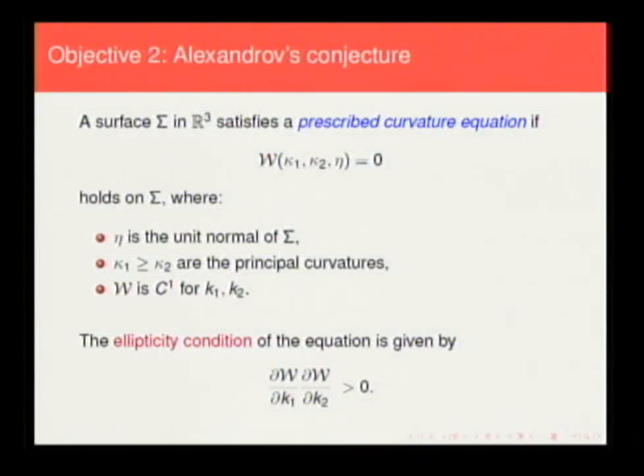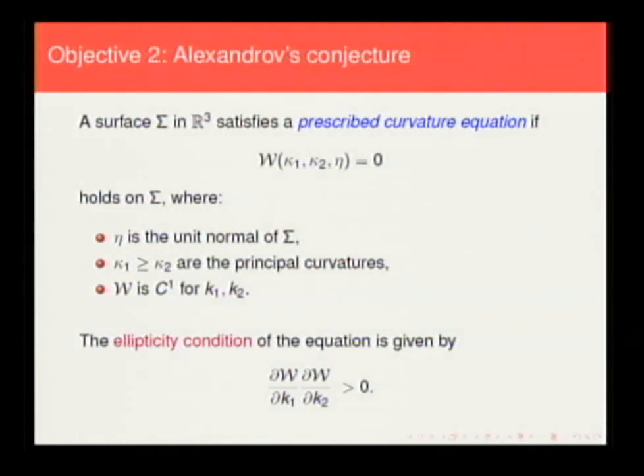The second objective of the talk is a conjecture by Alexandrov related with the previous problem in the same way. Consider a surface in R3. We say that the surface satisfies a prescribed curvature equation if there is a relation between the biggest principal curvature, the lowest principal curvature, and the normal of the surface. We will assume that the relation is C1. Okay?